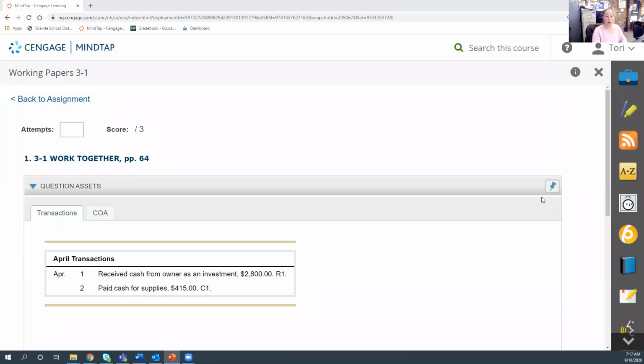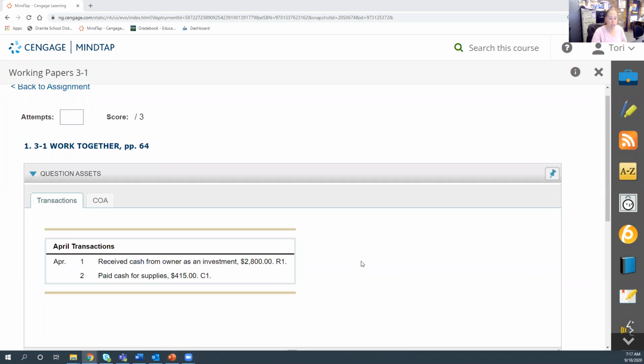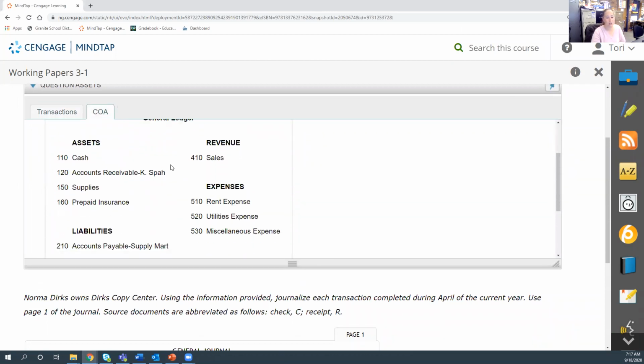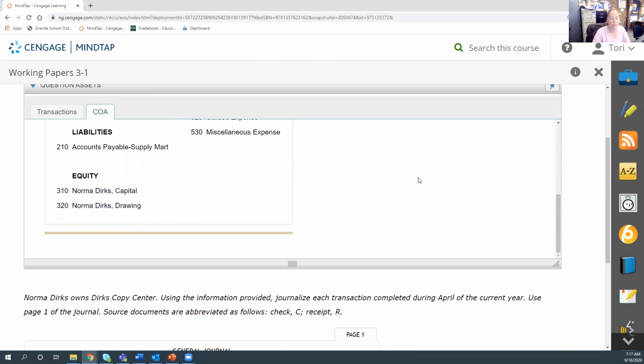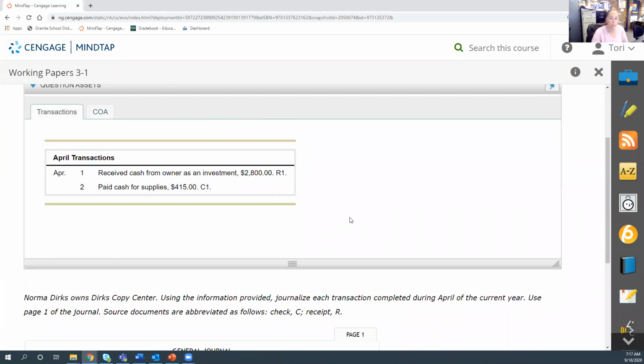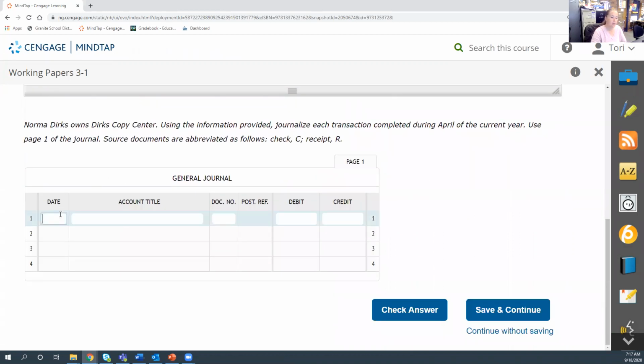So let's go to our work together. In the work together, you're going to look at the transactions up top. Remember your chart of accounts. These are the accounts that we'll be using throughout these next work togethers. So the first transaction, you received cash from an owner's investment. I have mine on another screen as well, so I won't scroll back up for transactions, so you can just read your own. It happened on April 1st, and we received cash from owner's investment.